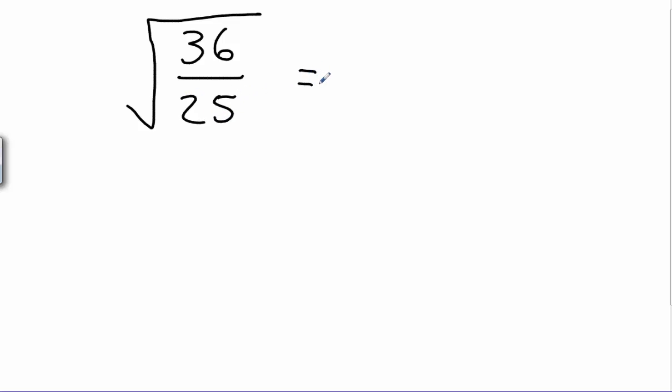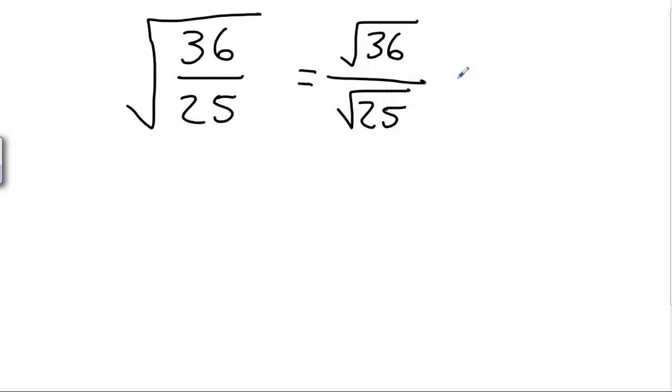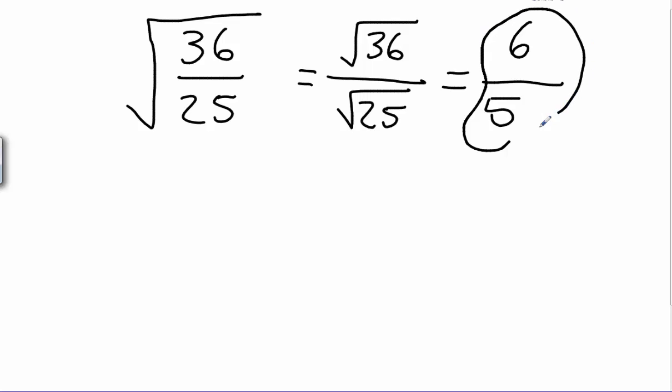Okay. So we have the square root of 36 over 25. The way that you take the square root of a fraction, or a rational expression, fancy name, is you take the square root of the numerator, take the square root of the denominator separately. So the square root of 36 is 6. Square root of 25 is 5. And that's it. That one's really easy.